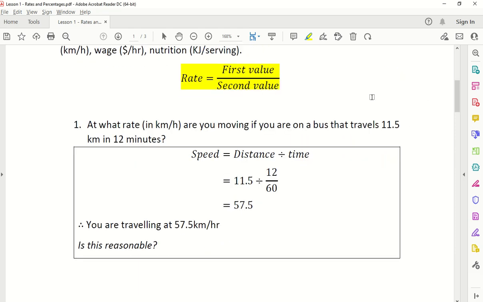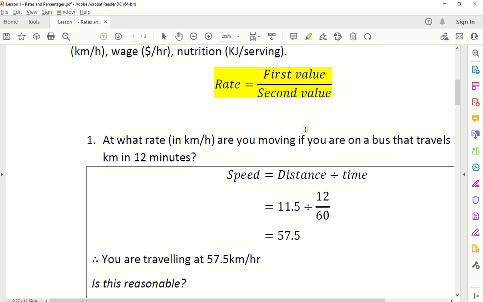At what rate would you be moving if you're on a bus that travels, oops, sorry guys, let me move that again.